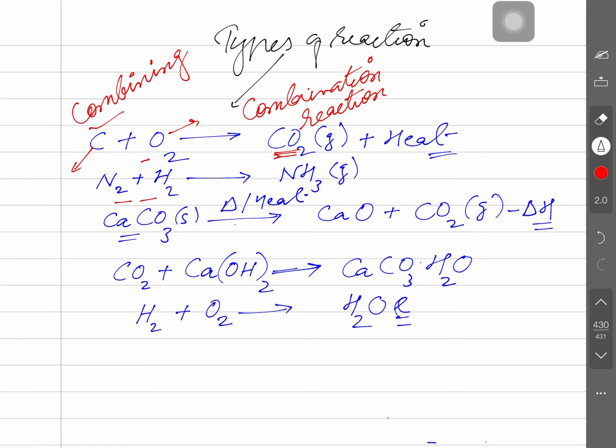Next is nitrogen and hydrogen. Nitrogen and hydrogen, this is also a combination reaction. This combination is also taking place.